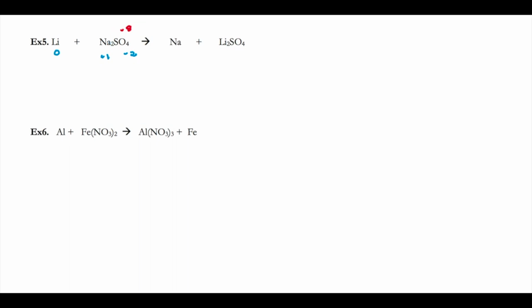But overall, because I've got 2 of them, it's going to be +2. Na2SO4 has no overall charge, so what does the oxidation number of sulfur have to be in order for all of these to add up to 0? +6. So sulfur here is going to be +6 oxidation number. Okay, I'm going to keep going.